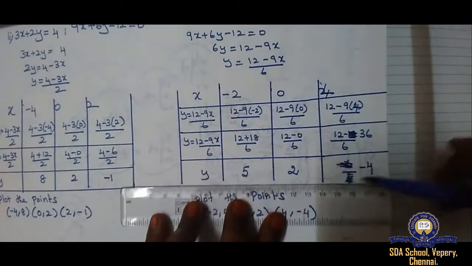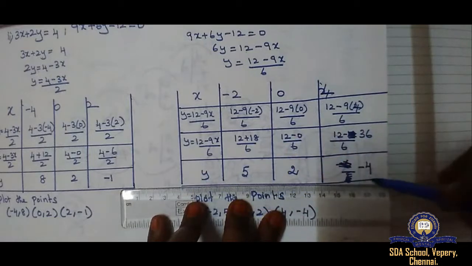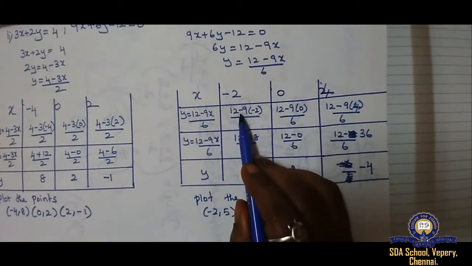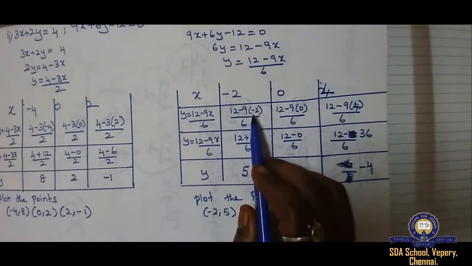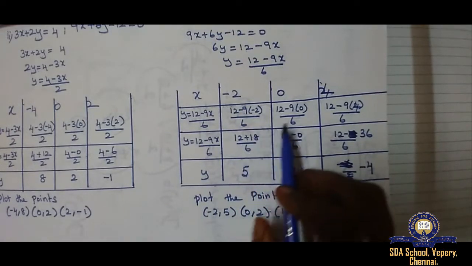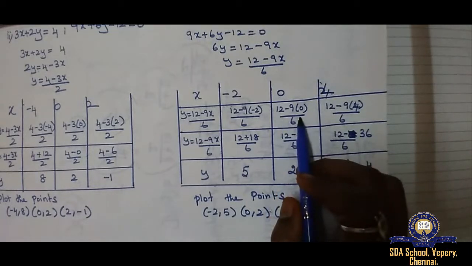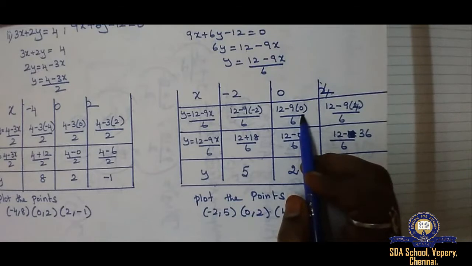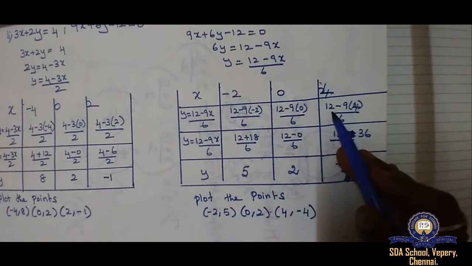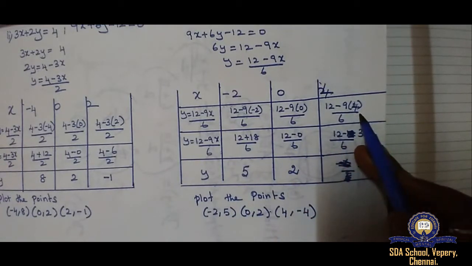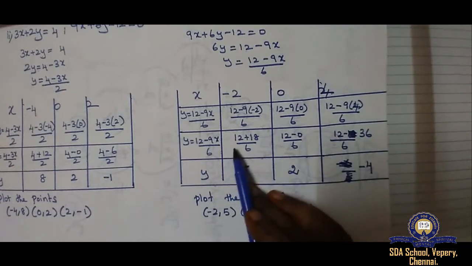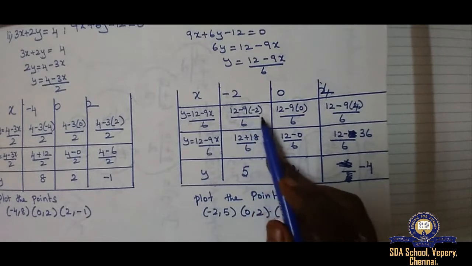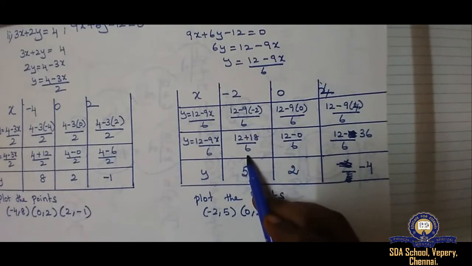So I have written the same equation again. y = (12 - 9x)/6. Instead of x, I have written minus 2: (12 - 9 × (-2))/6. Next, for 0: (12 - 9 × 0)/6. Then (12 - 9 × 4)/6. Next step, 12 as it is, minus into minus is plus, 9 2s are 18, divided by 6.